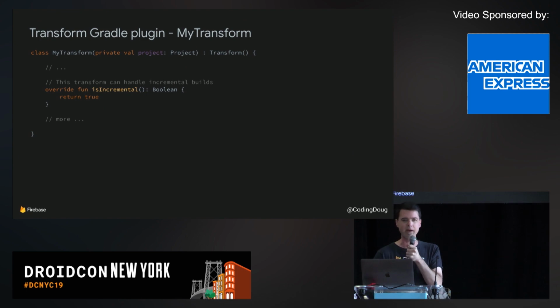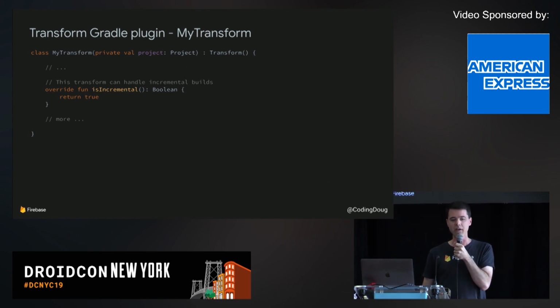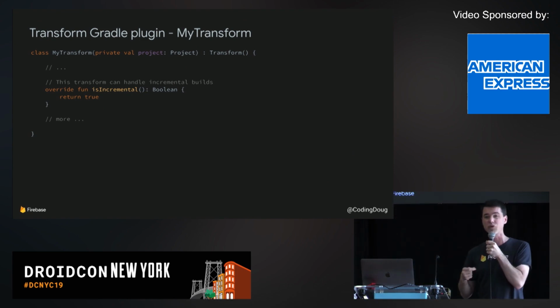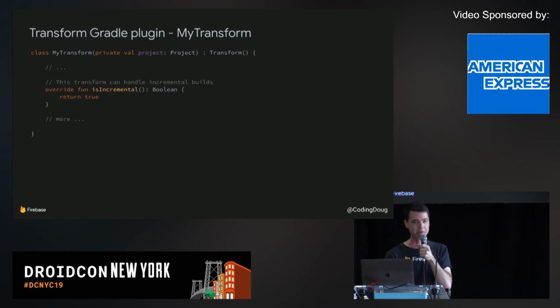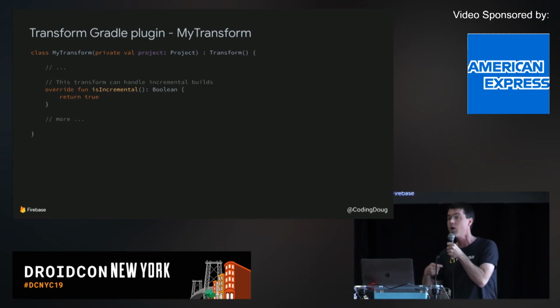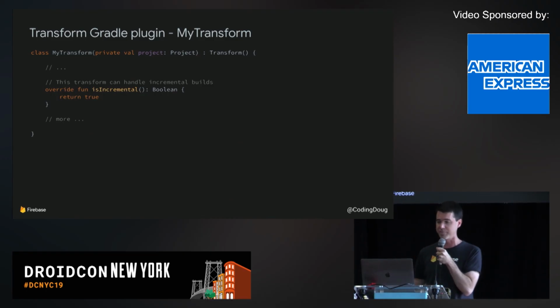The other thing I'm doing is I'm saying that this is an incremental build. The only reason why I say this is if you write your own transform, please make it incremental. If you don't, you will slow down the build massively, so you need to be able to detect when your dependencies or when your inputs change and only modify the things that have been changed.